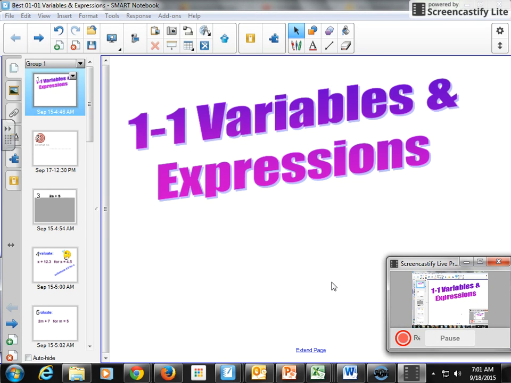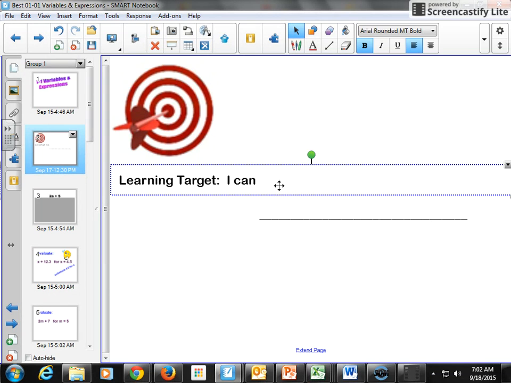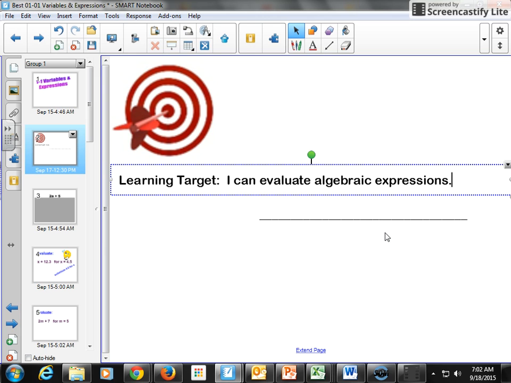One thing that we're starting this year is focusing on something called learning targets. As soon as you get this heading down, I want you to write this statement down. You don't have to write the words learning target, but I want you to write "I can" and then add today's objective for learning. Today you're going to write "I can evaluate algebraic expressions." By the time you're done with this video, you'll be a master at how you can evaluate algebraic expressions.